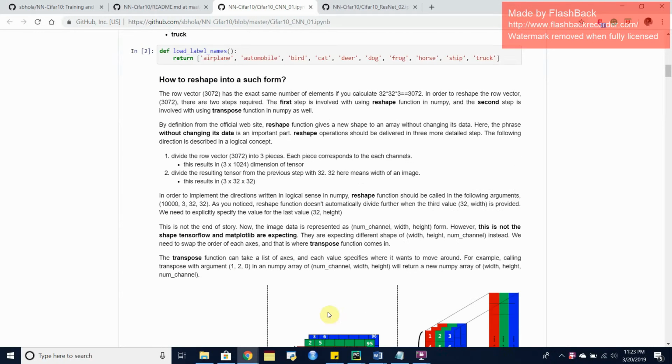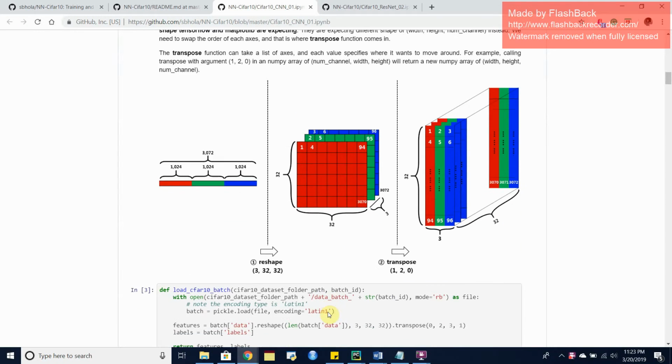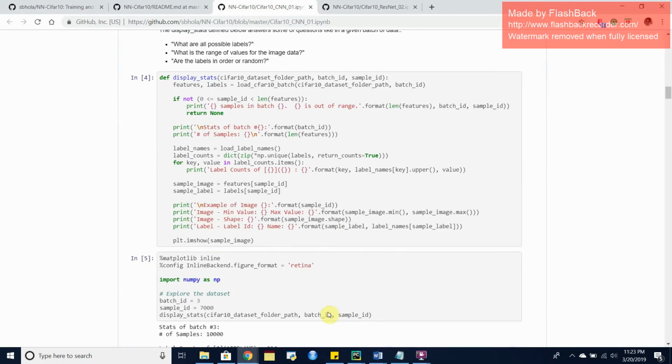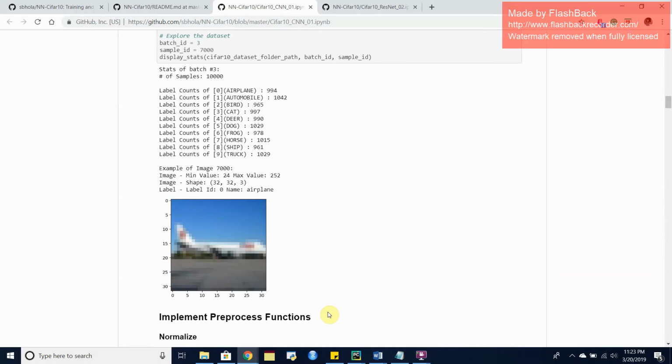As in the figure, we are using the reshape and transpose functions to reshape the input data. The display stats function helps to print the information about the batch data. Here you can see that for batch ID 3, sample ID 7000 represents an airplane.